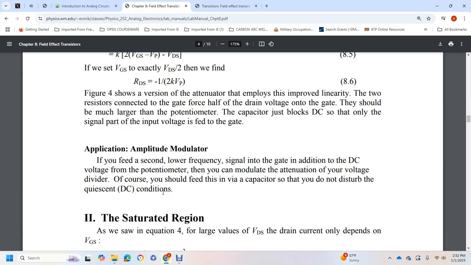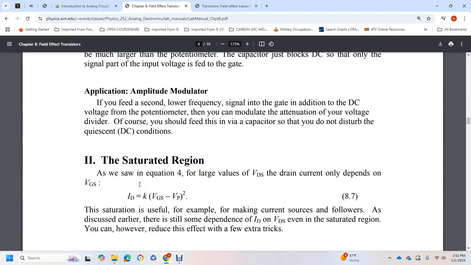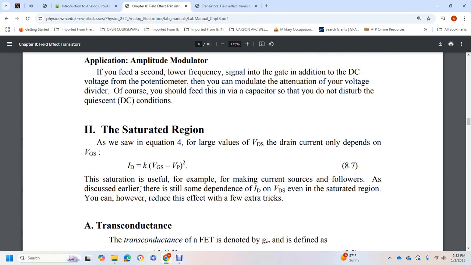If you feed a second lower frequency signal to the gate, in addition to the DC voltage from the potentiometer, then you can modulate the attenuation of the voltage divider. Of course, you should choose those capacitors so that they do not disturb the condition of the saturated region. As we saw with equation 4, with a larger value of the drain-source voltage, the drain current only depends on the gate-source voltage.